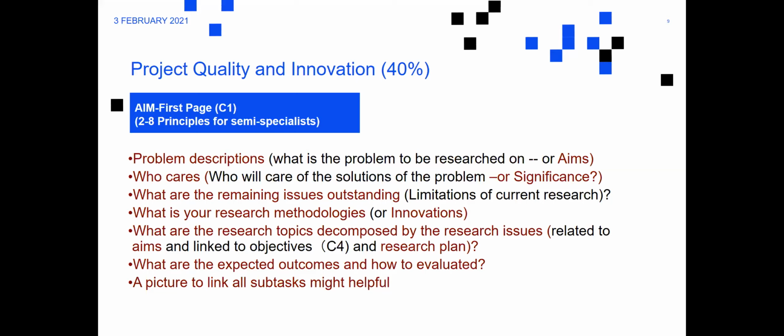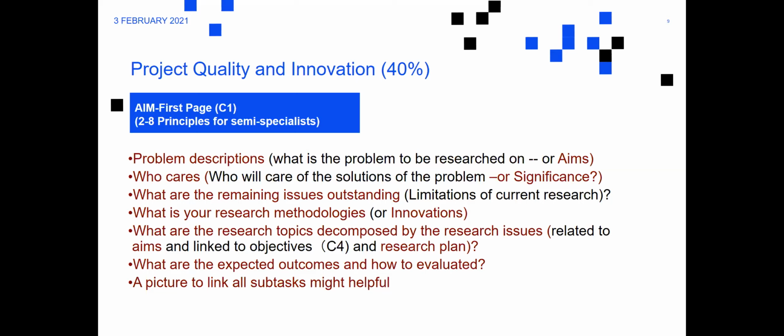Because later on, you have background, where you justify what's the limitation. That is in the background part. In the significance part, you justify who cares. In the innovation part, you justify what's the research methodology. In the research project plan or design, you justify how to solve your task. So later on, they all link to this part. That's why this page you need to carefully design and make it concise and not miss any parts.